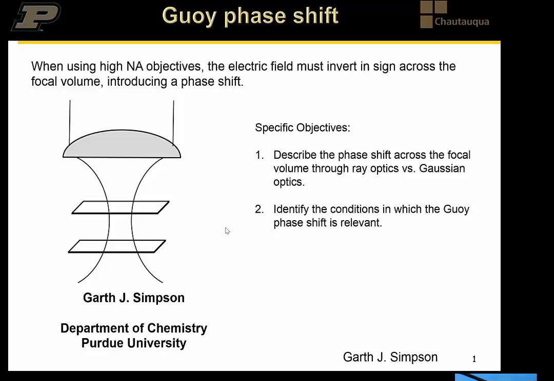So, now that we have discussed the origin of the phase shift associated with coherence length, let's throw one more cook in the kitchen, and that's the Gouy phase shift. This arises in particular when you've got high numerical aperture objectives. That's when the Gouy phase shift becomes increasingly significant, and we'll see why in a moment.